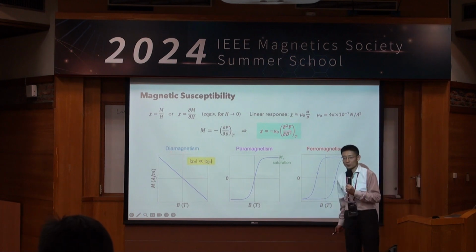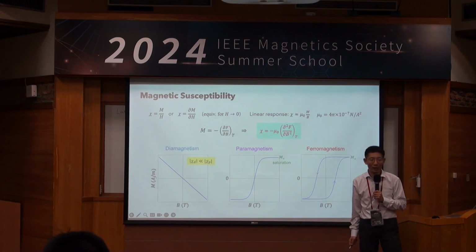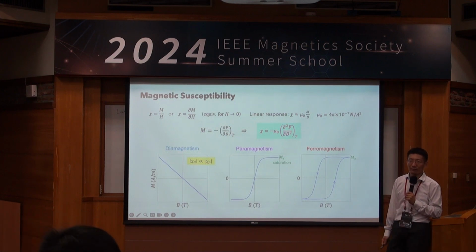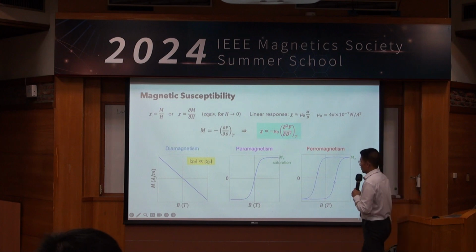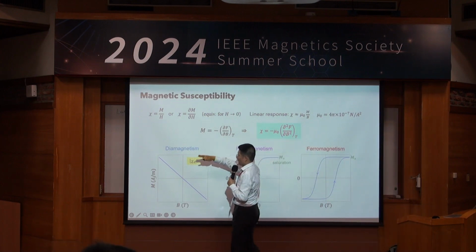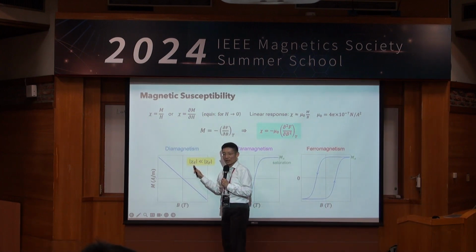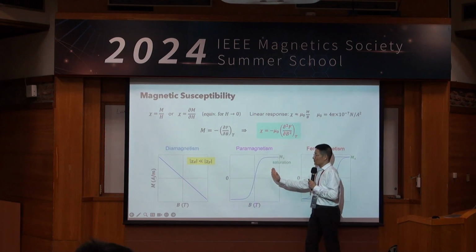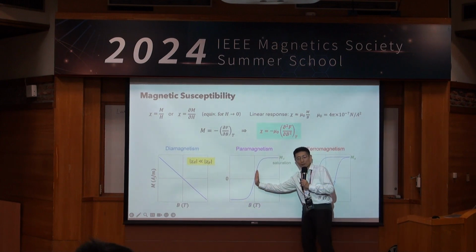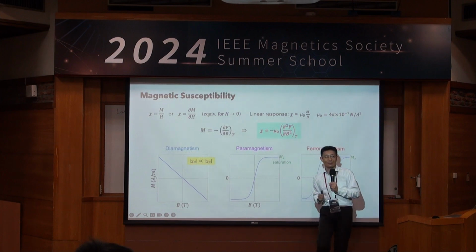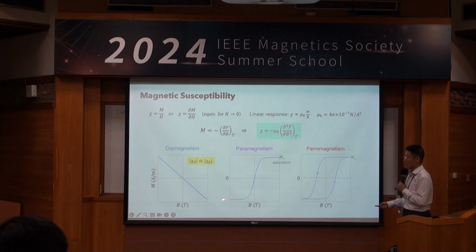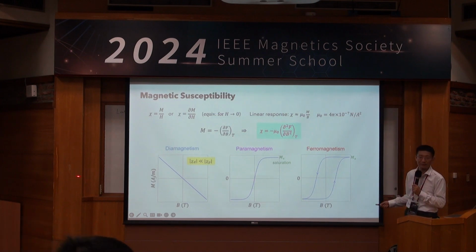diamagnetism universally exists in all materials. Whenever there's a moment, there's diamagnetism in one way or another. However, despite the universality of diamagnetism, the typical value of diamagnetic susceptibility, or the slope of this negative curve, is much smaller than the slope around zero field for paramagnetism. So in most materials, I'm not saying all materials, but in most materials, paramagnetism dominates diamagnetism.